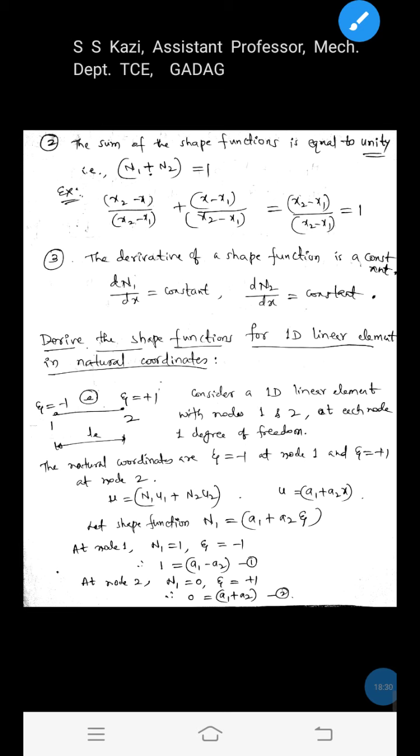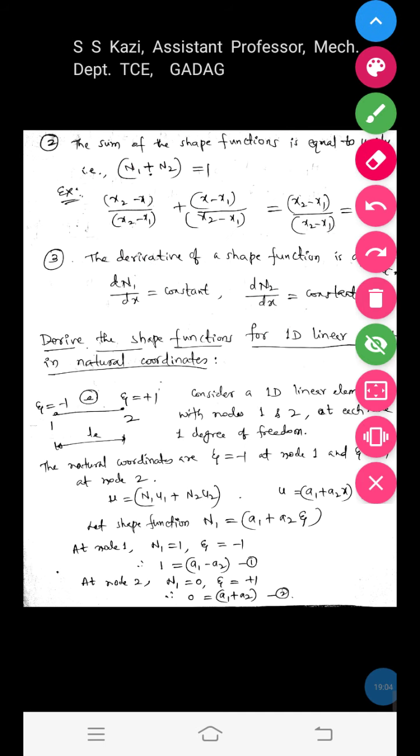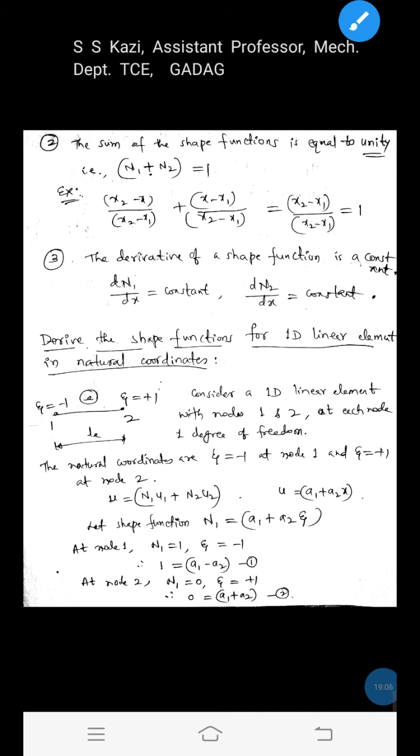Now the third property is that the derivative of a shape function is constant. That is, if you take the derivative of the shape function with respect to x, it is constant. The derivative of the shape function N2 with respect to x is also constant. If it is a 2D element, the derivative of the shape function with respect to y is also constant. How is it? If you take the derivative of N1 with respect to x, it will become constant. N2 with respect to x, the derivative will become constant. This is the third property. These are the three properties of the shape functions.